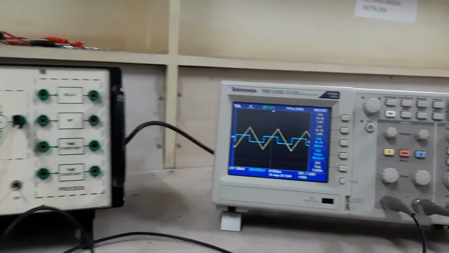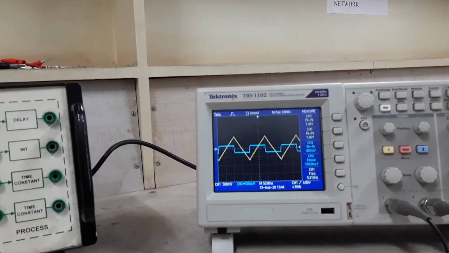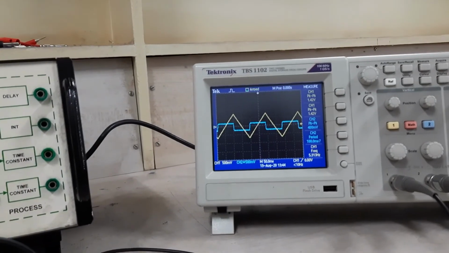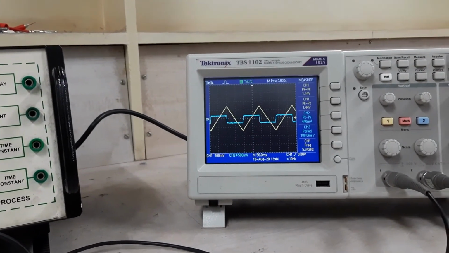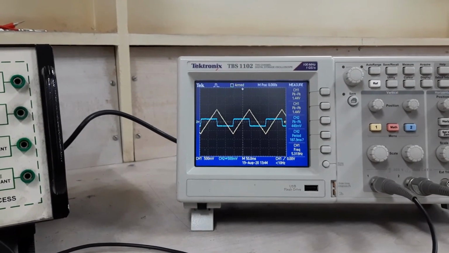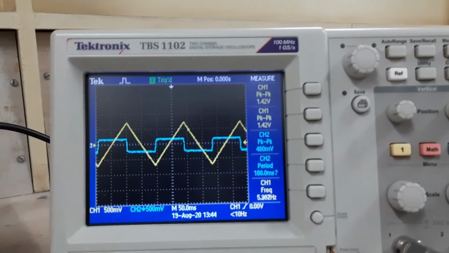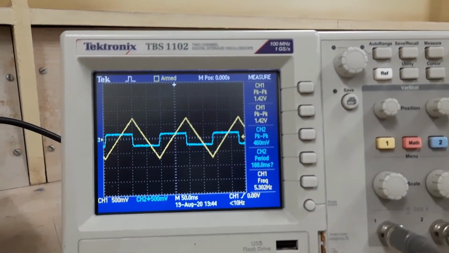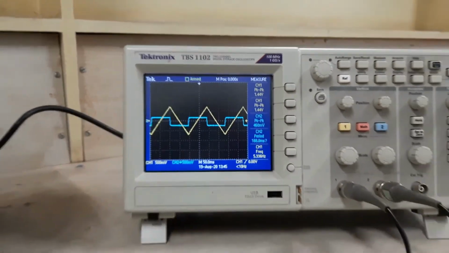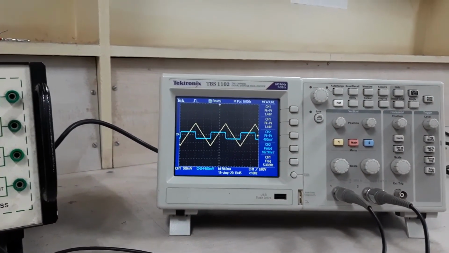We can see here the input is a triangular wave and the output is a square wave. Our input value is 1.4 volts and the output is 480 millivolts. We have to note down these values and put them in the formulas to find out the KD maximum.